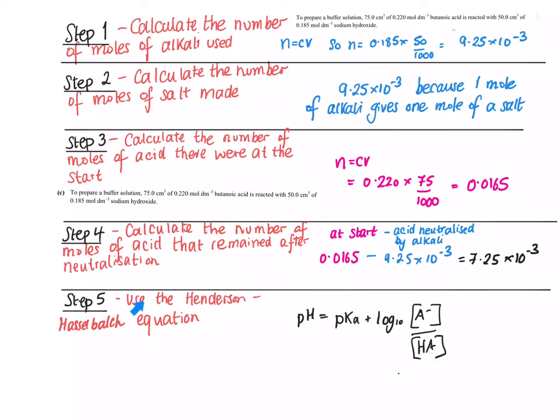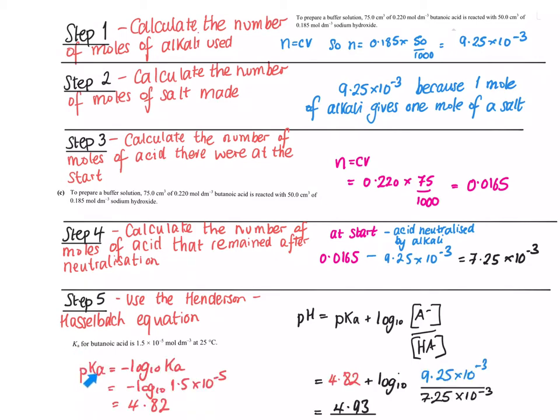For the last step, we need to use the Henderson-Hasselbalch equation, and this is the equation here. It's pH equals pKa plus log to the base 10 of the salt concentration divided by the acid concentration at the end. There is one thing we need to work out though. So this equation needs us to use the pKa, but the question gives us the Ka.